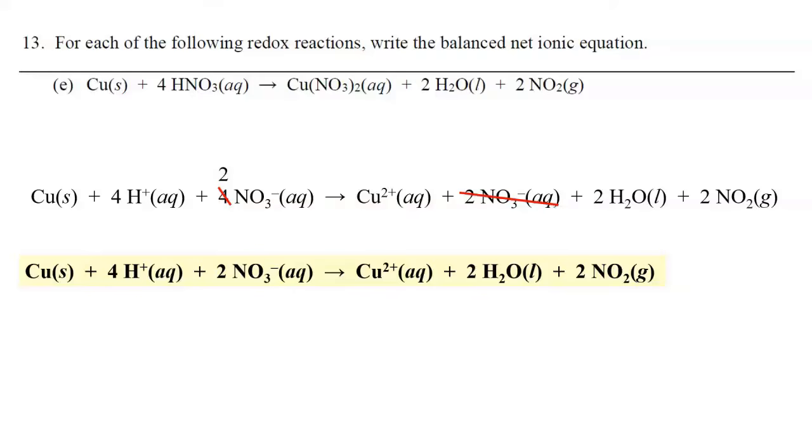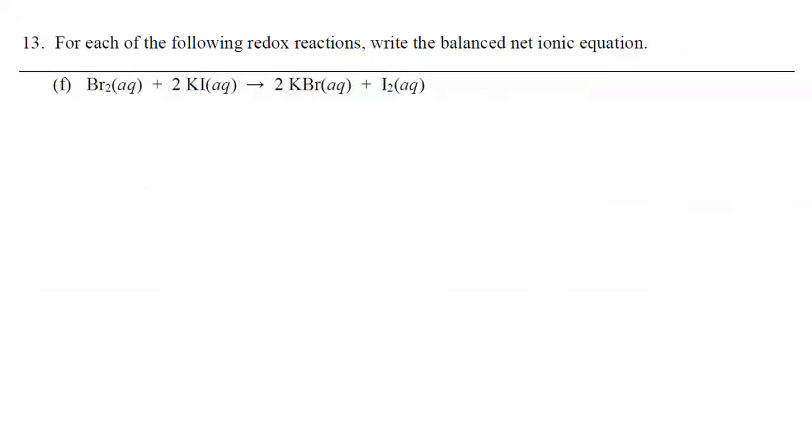Okay, let's move on to part F. The first thing I see is Br2. That's a molecule, that's an element. We're not going to change it at all. Then I see an aqueous ionic compound. So potassium iodide will be split up, and because there's a 2 in front, it'll split up into 2K plus and 2I minus. And on the other side of the equation, we have another aqueous ionic compound, so potassium bromide.